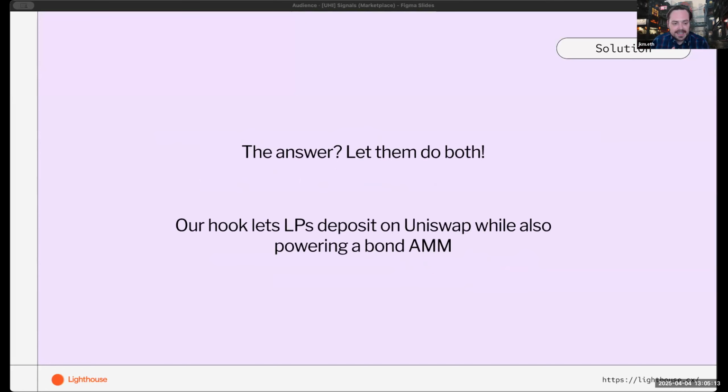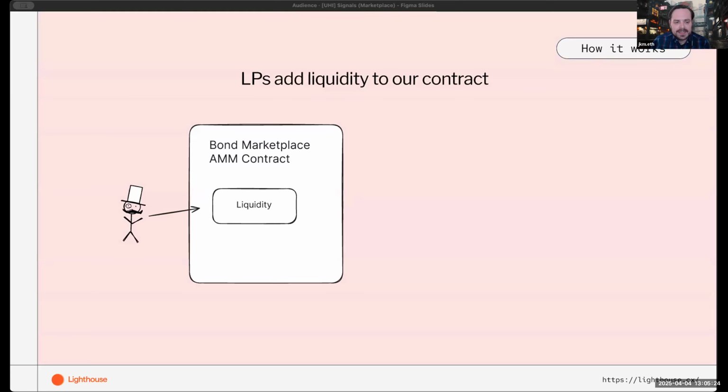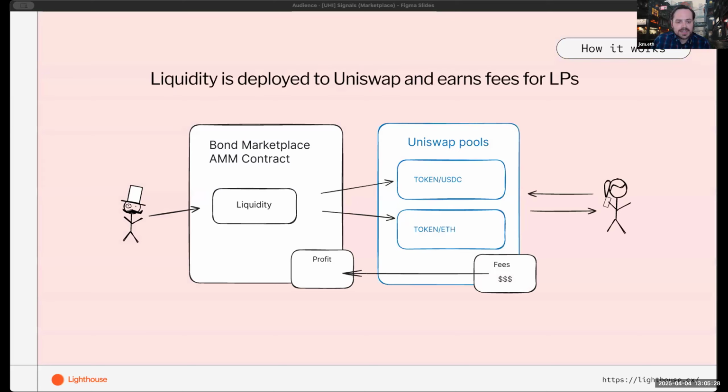So we decided to design a hook contract that lets LPs deposit their liquidity on Uniswap while also powering our bond AMM. In terms of how it works, LPs deposit their liquidity into our smart contract. That liquidity is then deployed onto various Uniswap pools connected to us through a hook. On the front end, normal users can swap at those pools just like normal, have no idea what's going on in the back end, and fees are already being generated for our LPs.